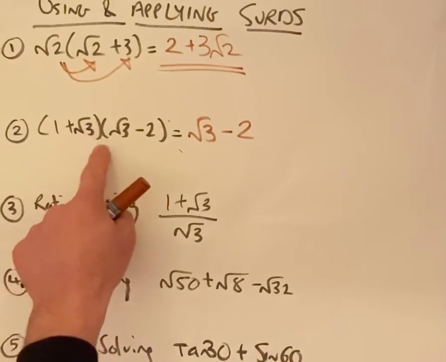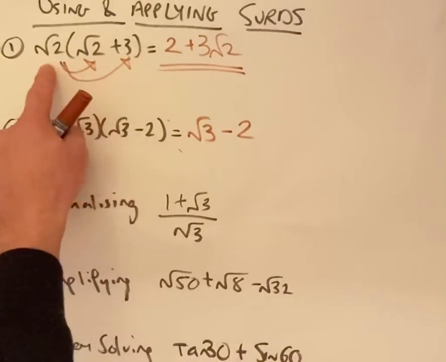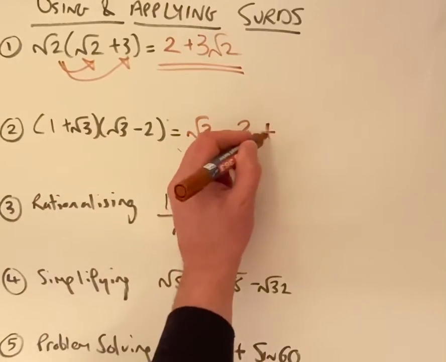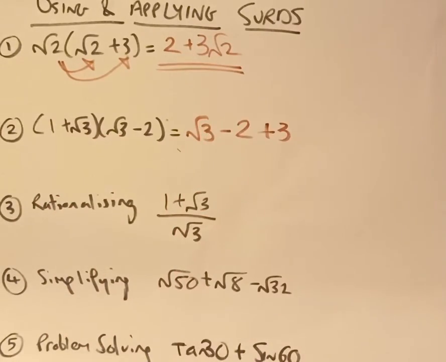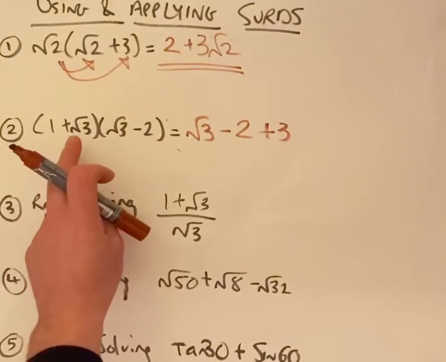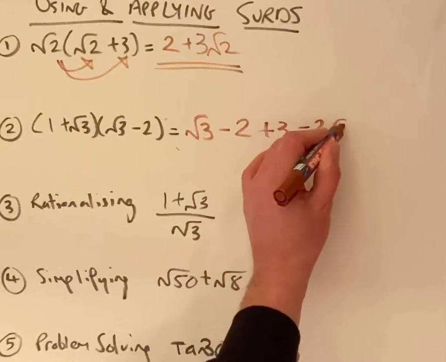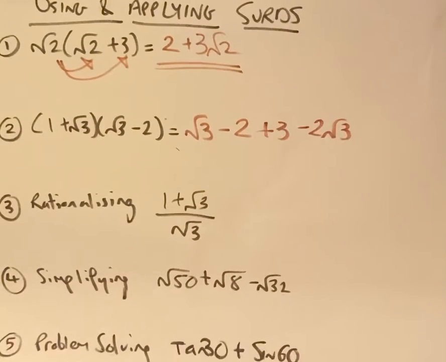The inner terms, well, we've got the same idea as we had in the previous example where you times a root by itself. So root 3 times root 3 is just going to be 3. And the sign is positive because they're both positive terms. And the last terms, we've got a root 3 times minus 2 is minus 2 root 3. So we've expanded our brackets now.